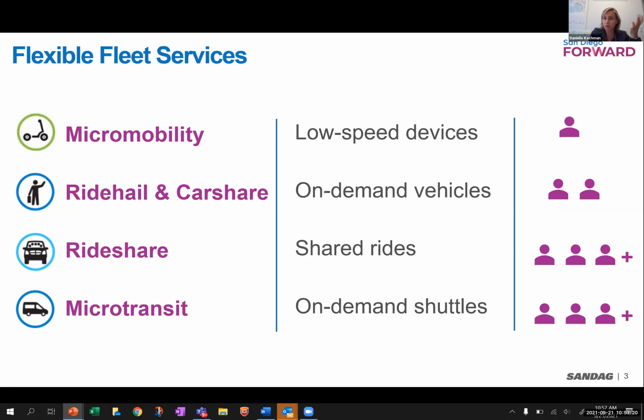So those are the categories of services that we're talking about when we say flexible fleets, but the overall concept is this on demand: you're able to arrange your ride when you don't have to book in advance and it will come to where you are, or you'll be able to access a vehicle nearby and use it to get to your destination without having the traditional fixed route nature of buses.